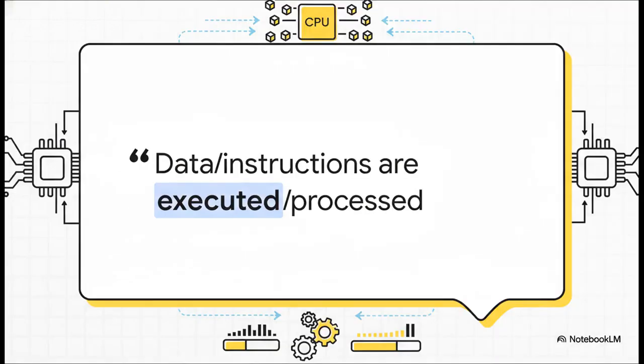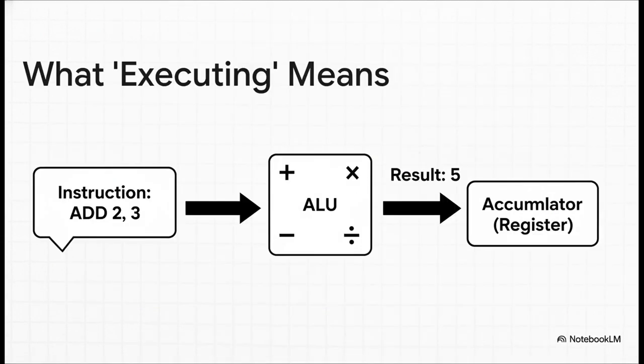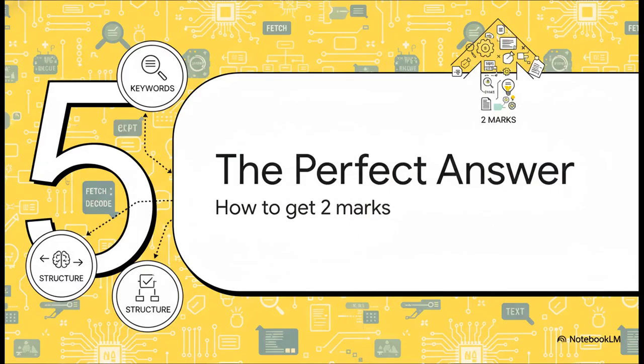And look, the mark scheme keeps it nice and simple for us. The instruction is executed or processed. That's it. This is the final step for this one instruction. The CPU just follows the command that it just finished decoding. So what does executing actually mean in practice? Well, if the instruction was a calculation, like adding 2 numbers together, another part of the CPU called the arithmetic logic unit, or ALU, swings into action. It does the math, and then the result of that calculation gets stored in yet another special register, often called the accumulator.